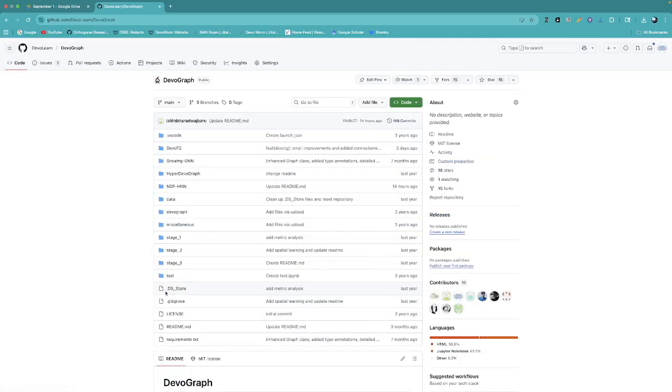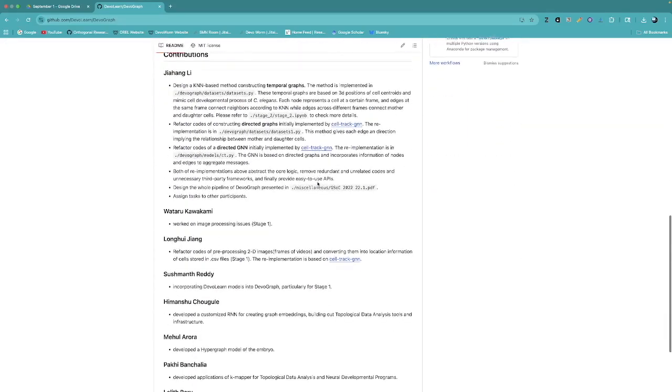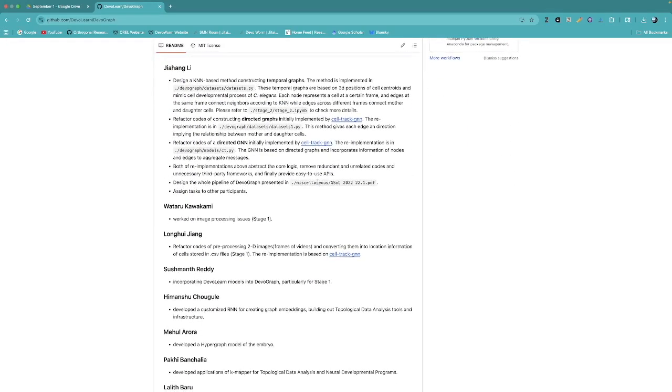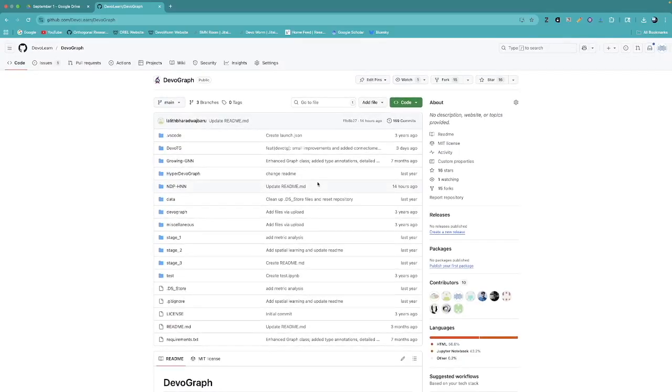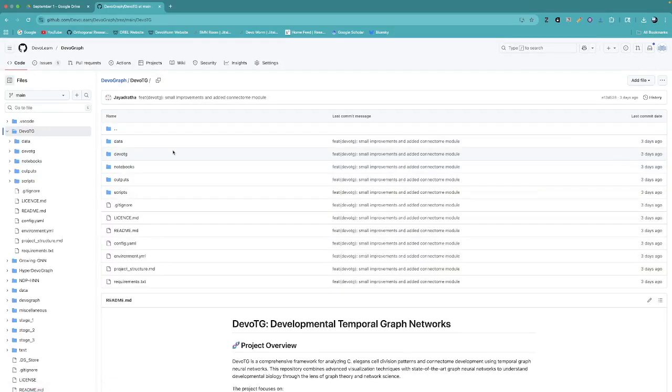Jaya and Lalith have been contributing to DevoGraph. This is the DevoGraph repository. The contributors section needs to be updated to reflect the recent gains in the content. The first one is DevoTG. This is the one that Jayadratha worked on this summer.